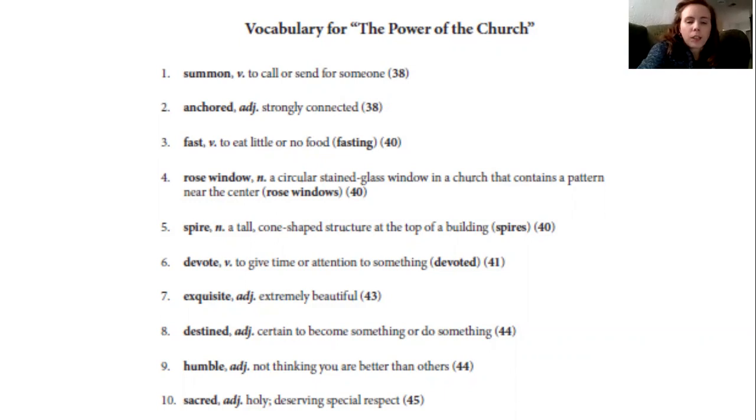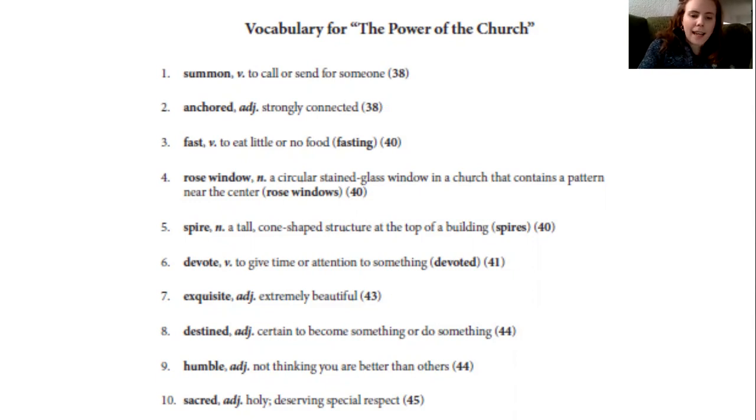So we're going to start off with number 1, which is summon, S-U-M-M-O-N. Summon means to call or send for someone. So if mom summons you to come eat dinner, she's asking, calling for you to come and get your food. So that makes it a verb, an action word.